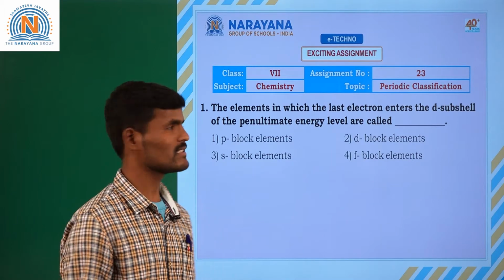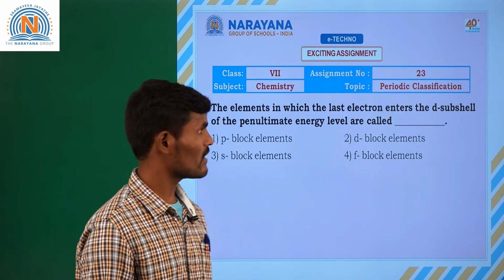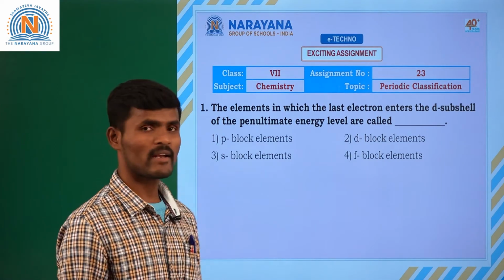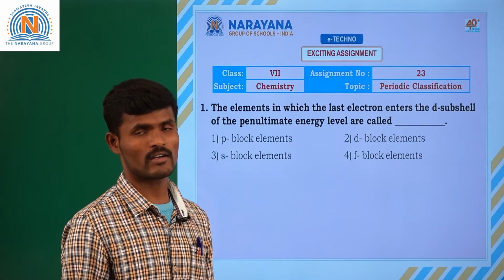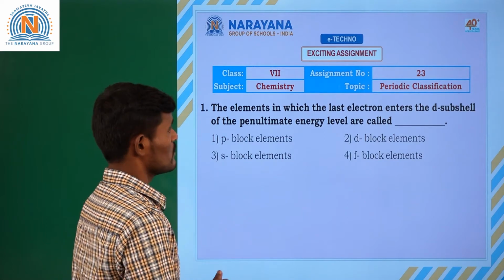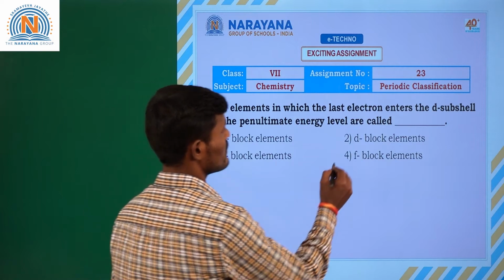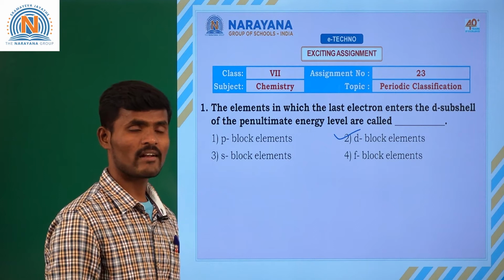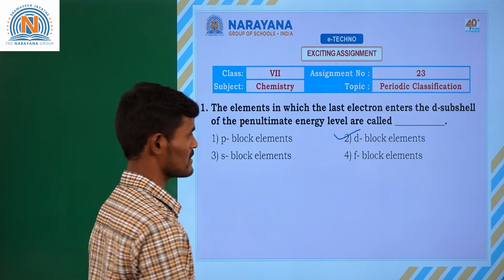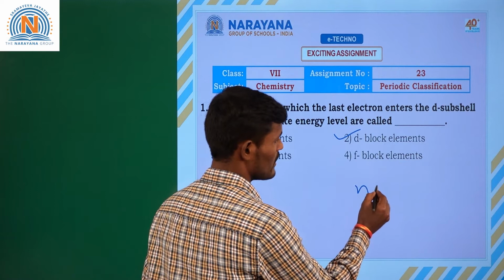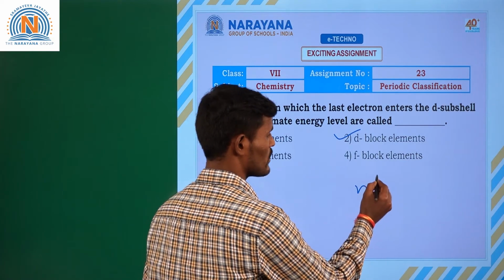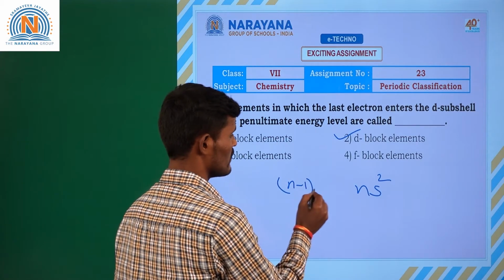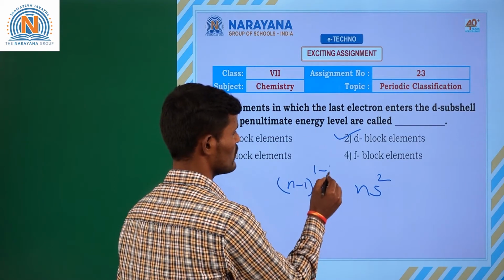Our first question is: the elements in which the last electron enters the d subshell of the penultimate energy level are called. Those are d block elements. How is it? Now I am going to write the general electronic configuration of d block elements. The d block elements' general electronic configuration is ns2 (n-1)d 1 to 10.